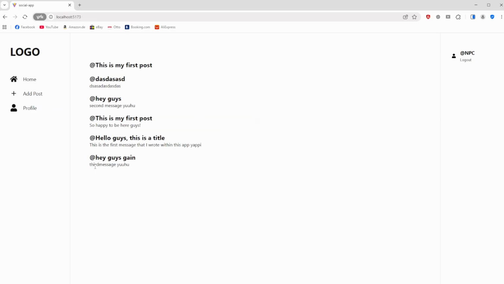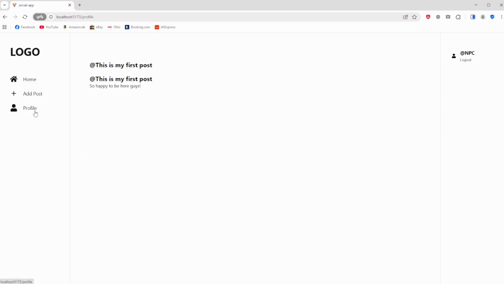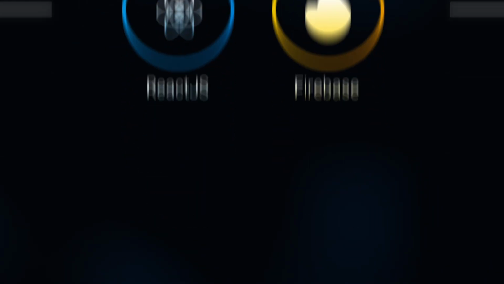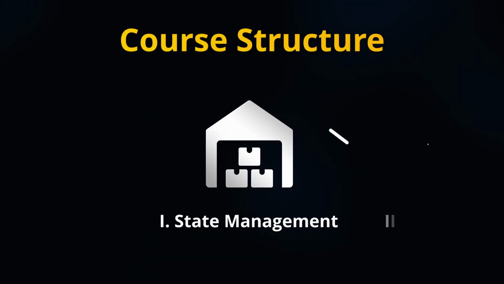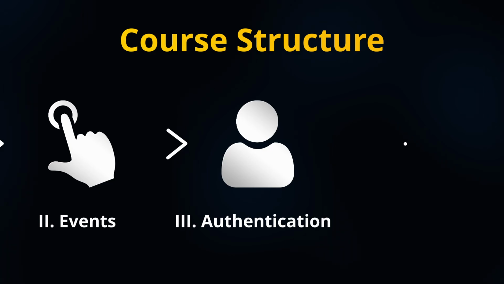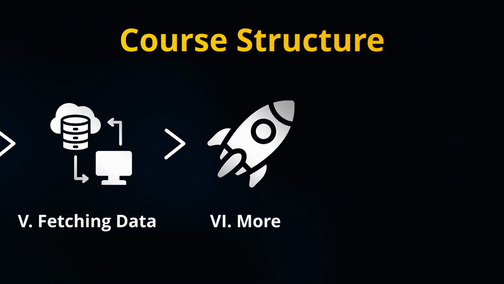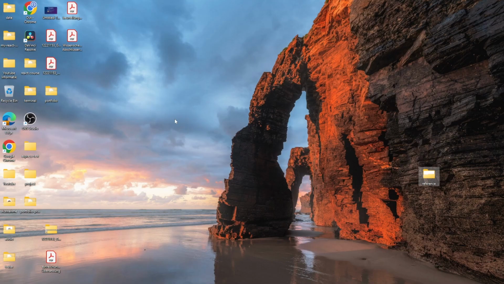If a user only wants to see their own posts, they can do that on their profile page. We'll use React for the front end and Firebase for the back end. Along the way, you'll learn everything from state management and handling events to authentication, form submissions, fetching data, and more. So let's get started. To get started, we need to create a new project.